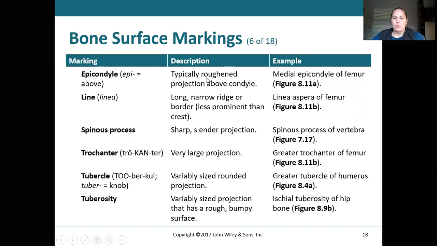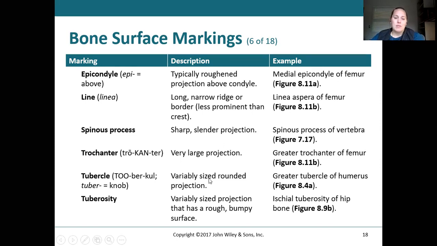Epicondyle is just a roughened projection above the condyle. So the medial epicondyle of the femur. A line is a long, narrow ridge along a border, the linea aspera of the femur. And again, these are more appendicular than axial skeleton descriptions. Spinous process is a sharp, slender projection. So when you think of a vertebra, there's that kind of peak that comes off of that vertebra. So the spinous process of a vertebra is very apparent, and it makes sense that it would be called a spinous process. A trochanter is a very large projection, so think of the greater trochanter of the femur, and we'll talk about that much more when we get to chapter 8.